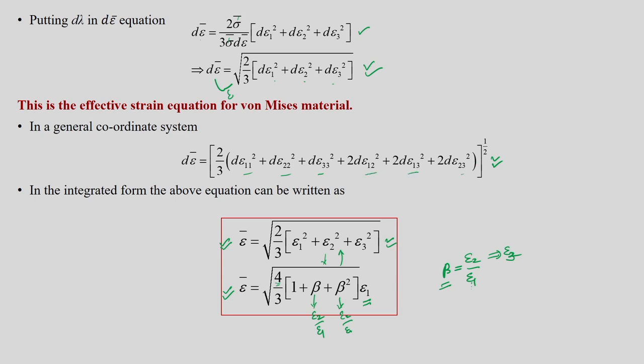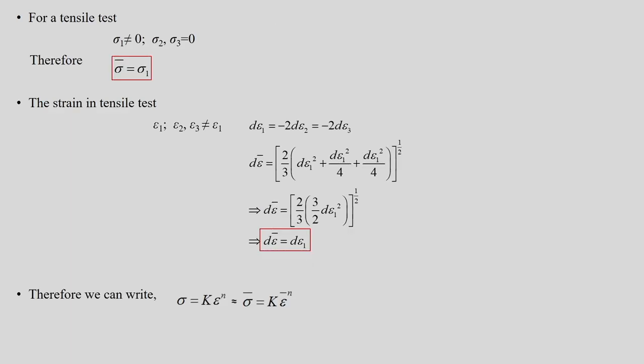Anyway, we generally see this in the principal coordinate system, and these two forms will be more useful for us to solve problems. So, given the von Mises yield function, we derived a sigma bar equation and an epsilon bar equation. Similarly, if you go for any other yield function, you have such equations. Now, some small note points.